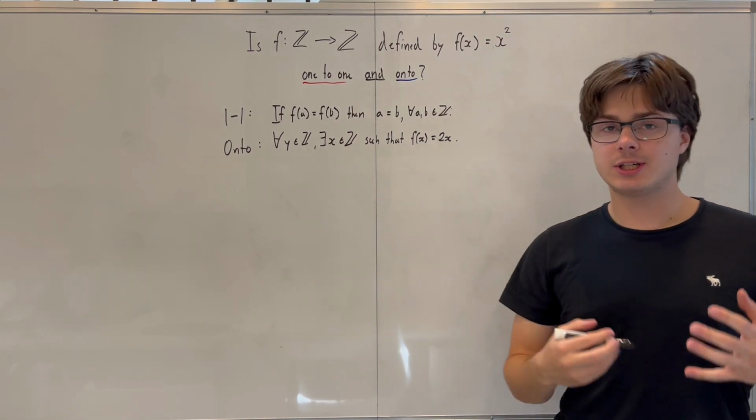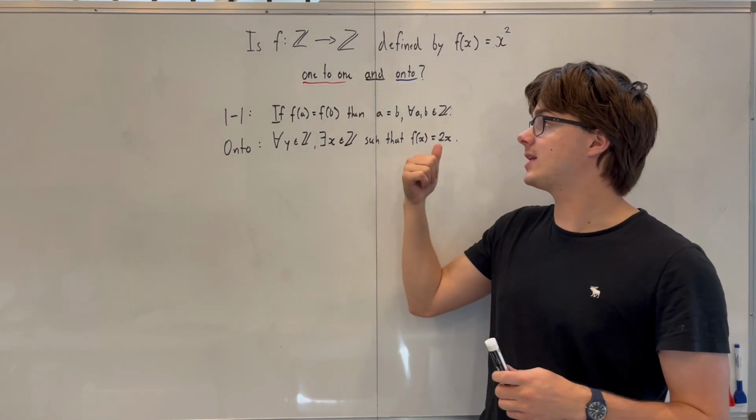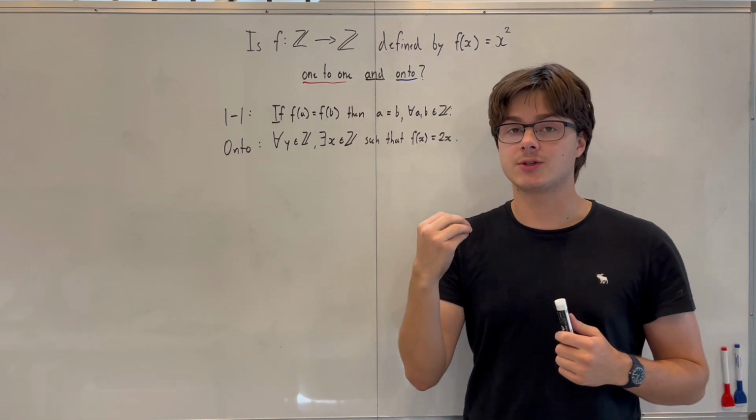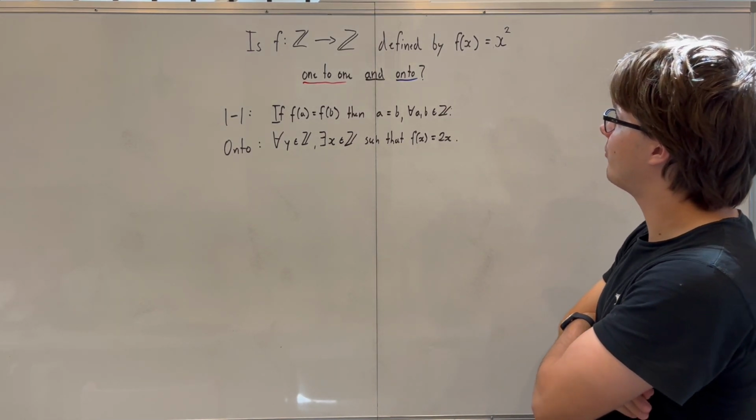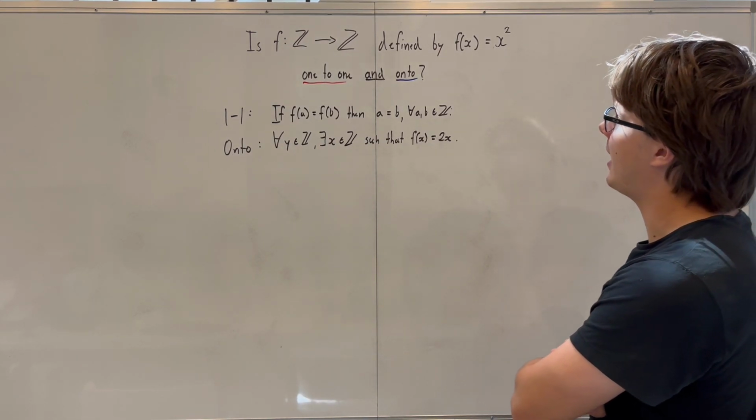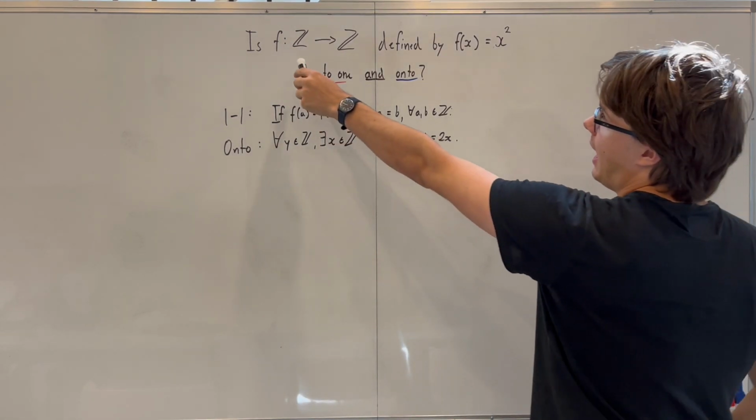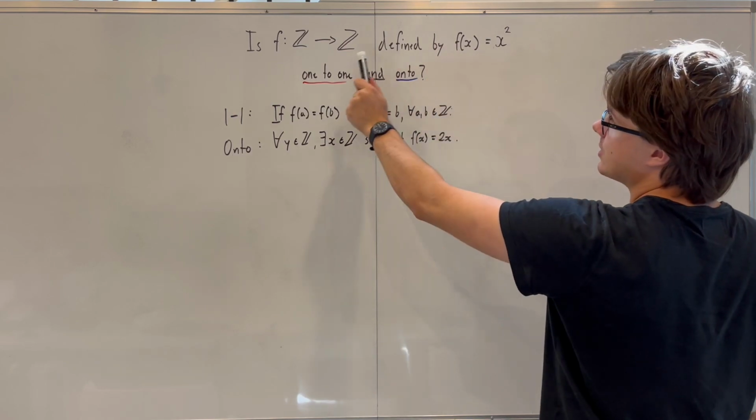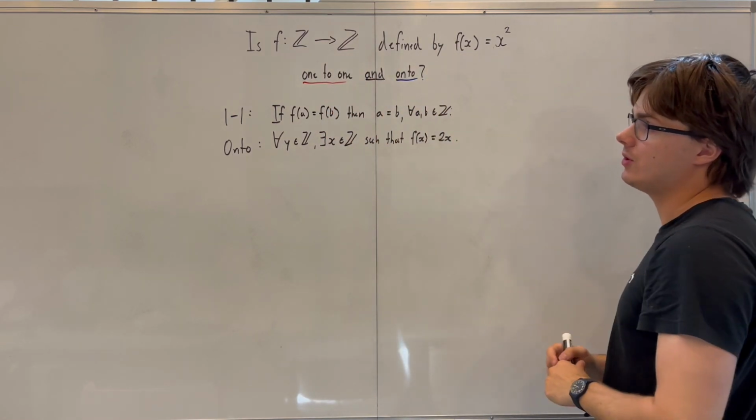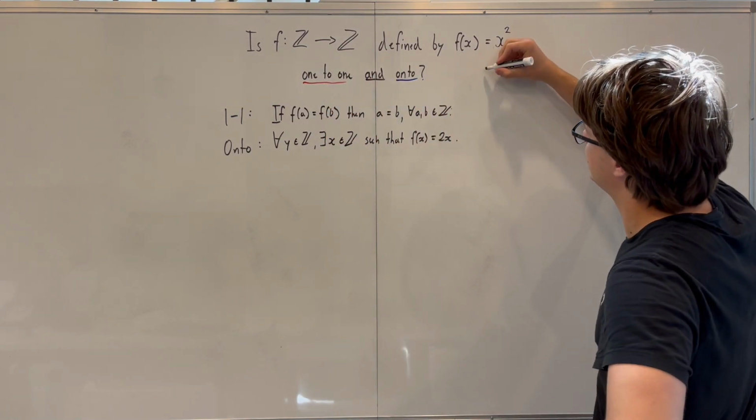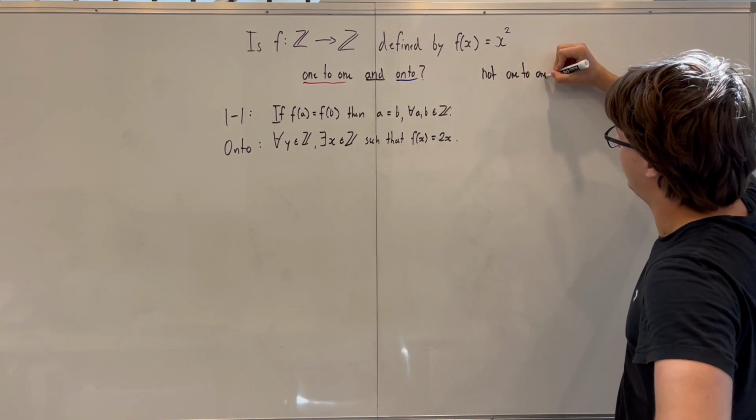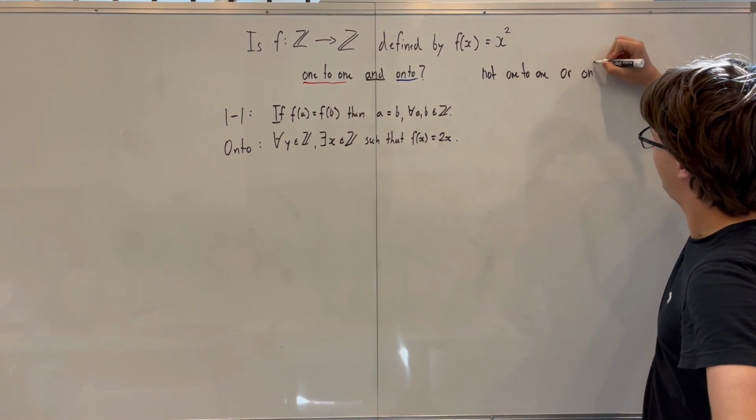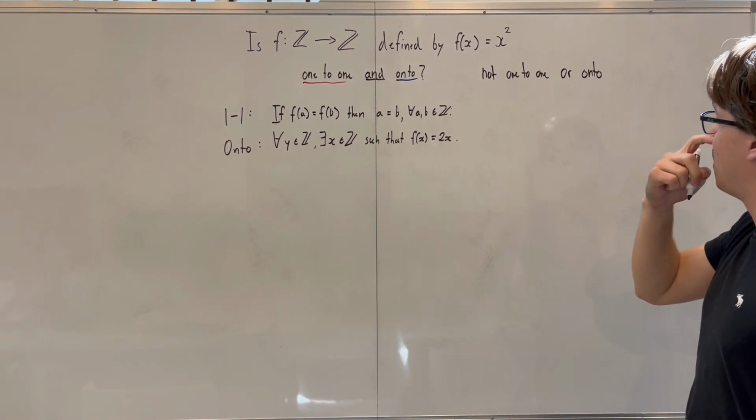Okay, so in order to disprove the fact that this statement is true, in order to prove that it is false, we just need to write out the negation. And in fact, the negation of this question is just going to be that f is not one-to-one or onto. That's really what we have to prove, is that it is not one-to-one or onto.